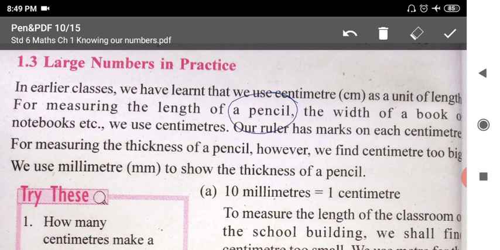But for measuring the thickness of a pencil or a ball pen, we cannot use a centimeter. Centimeter is too big. So we use another unit, that is a millimeter. We write mm, the short form for millimeter, to measure the thickness of a pencil. So we have to keep in mind, 10 millimeters is equal to 1 centimeter.